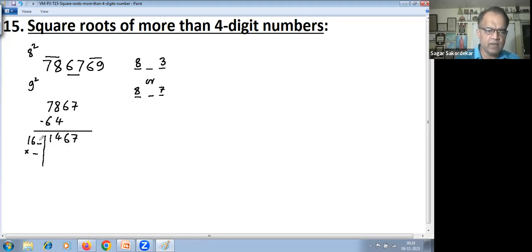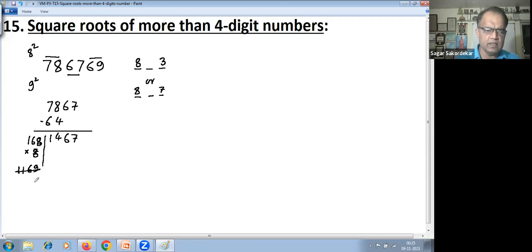So let's take 7 here. If you go for 7, 7 sevens are 49, carry 4. 7 sixes are 42 plus 4 is 46. 46 means 4 carry. 7 ones are 7 plus 4 is 11. So 1169 is definitely not near. It is quite far. It is much less. So let's try with 8. 8 here, 8 here.